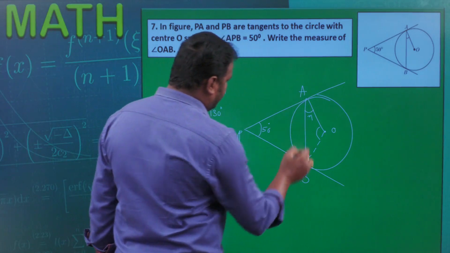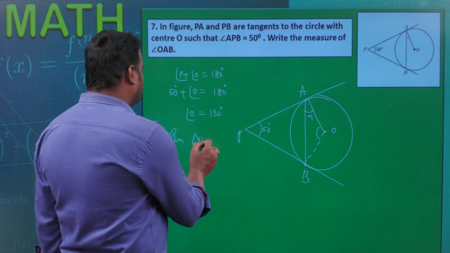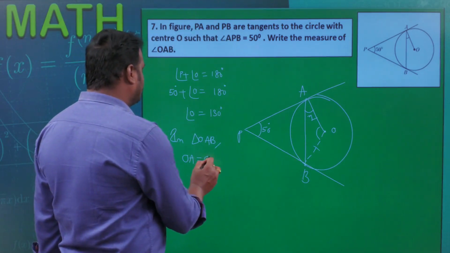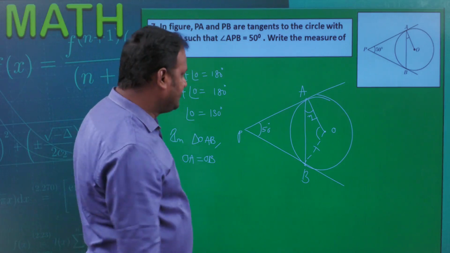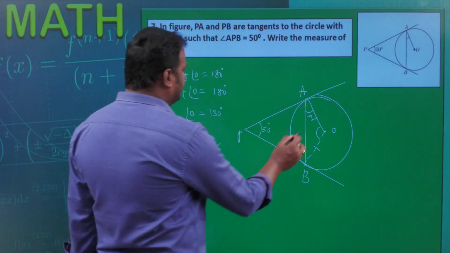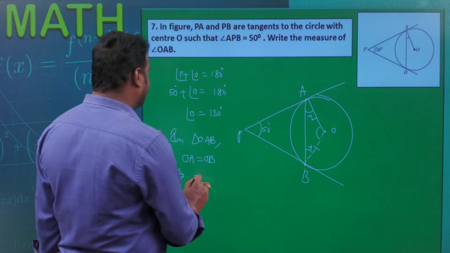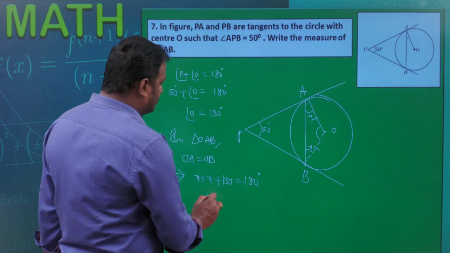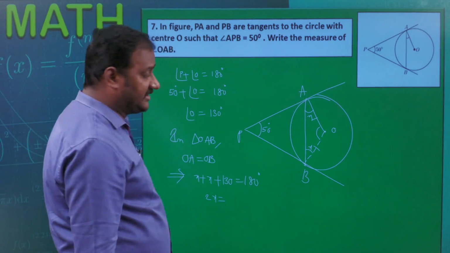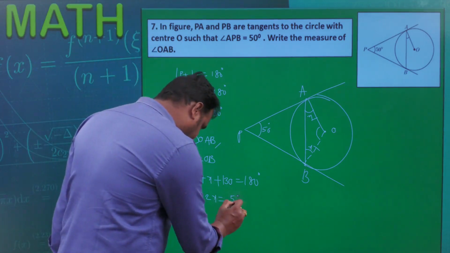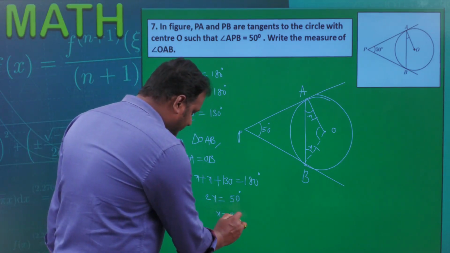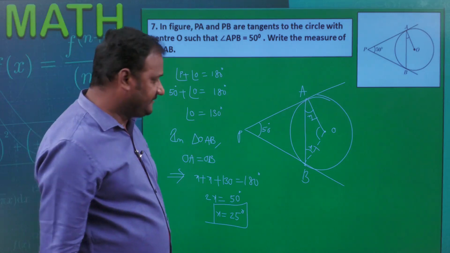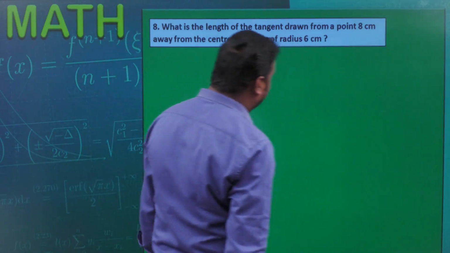And observe this triangle OAB. In triangle OAB, OA is equal to OB. Since OA is equal to OB, therefore it is an isosceles triangle. Since it is an isosceles triangle, this is x and this is also x. So x plus x plus 130, that is angle O, is equal to 180. Clear? So 2x is equal to what? 180 minus 130, which is 50 degrees. 2x is equal to 50, x is equal to 25 degrees. Therefore, this angle is going to be 25 degrees. You understand? Right.